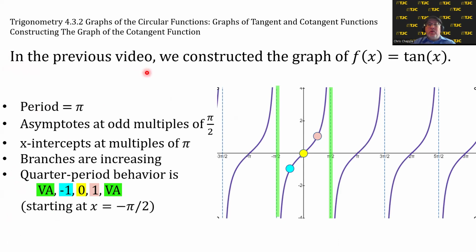In the previous video, we constructed the graph of f of x equals tangent of x. The period was pi, the distance between consecutive asymptotes. Asymptotes were at odd multiples of pi over 2: 1 pi over 2, 3 pi over 2, 5 pi over 2. X-intercepts are at multiples of pi: 0 pi, 1 pi, 2 pi. Branches are increasing between pairs of consecutive asymptotes. And the quarter period behavior over one cycle is vertical asymptote, -1, 0, 1, vertical asymptote. This particular cycle starts at negative pi over 2.